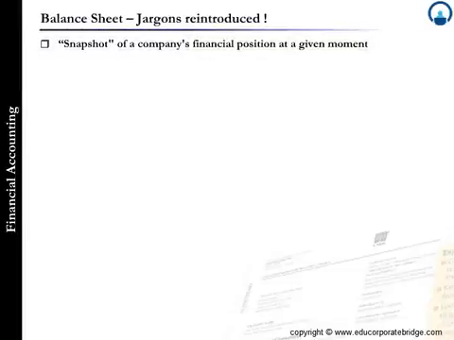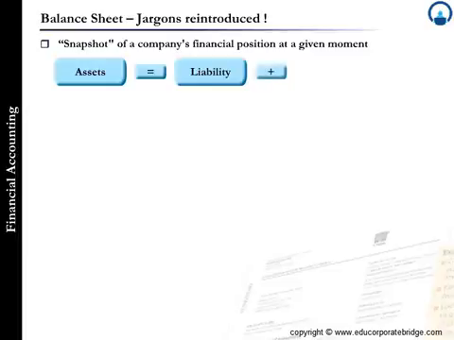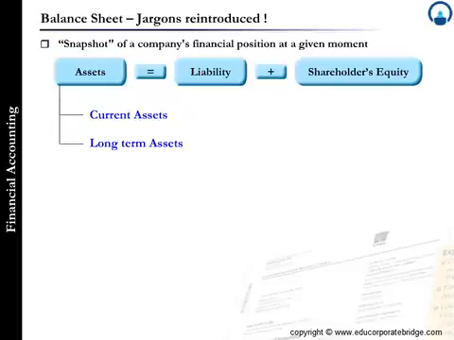Balance sheet reports the snapshot of the company's financial position at a given moment. Let us now look at a typical balance sheet format. Assets is equal to liabilities plus shareholders' equity. Assets are divided into two parts: current assets and long-term assets.